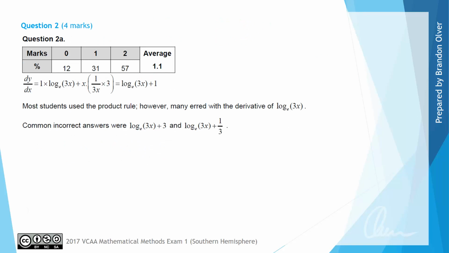From the examiner's report, we can see that most students used the product rule, which was required. However, many students made an error when they went to find the derivative of log e of 3x. Common incorrect answers were log e of 3x plus 3 and log e of 3x plus a third, which went to show that they really didn't know how to differentiate the log e of 3x expression.